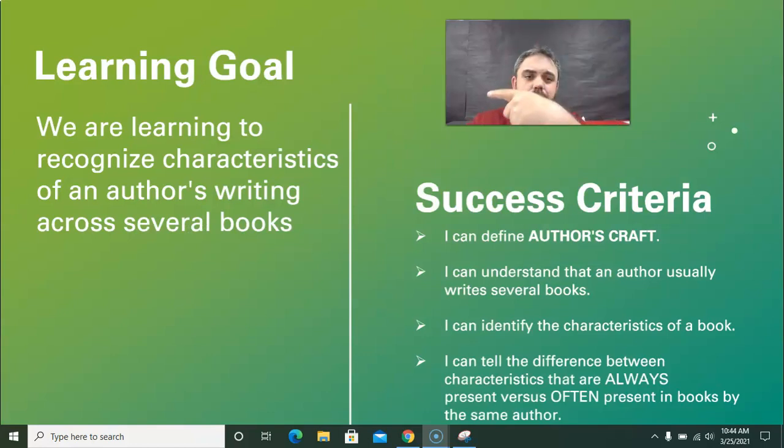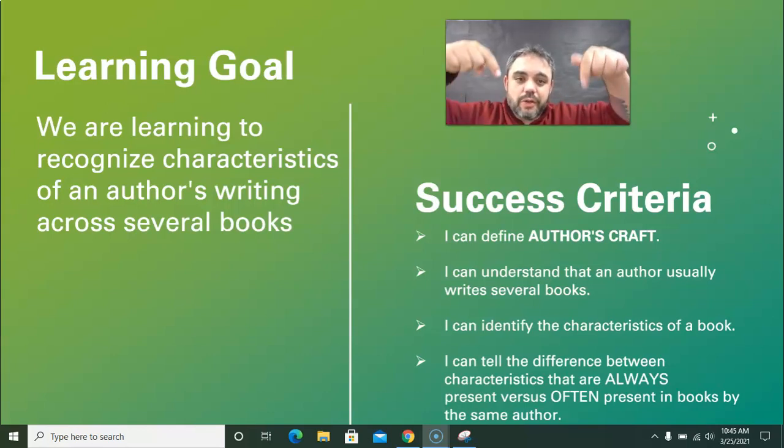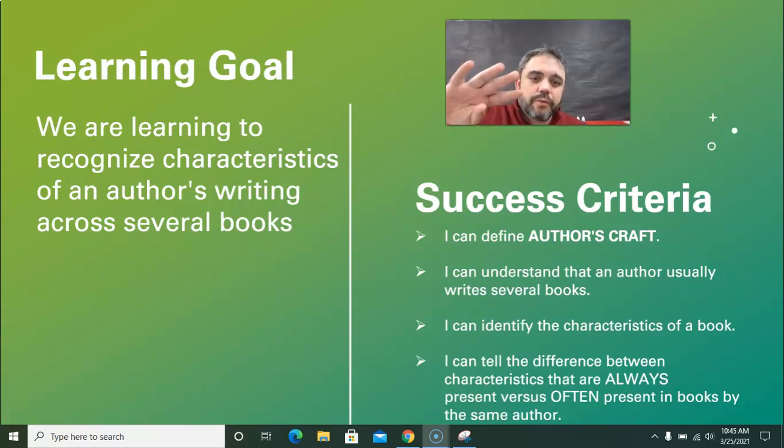Today, our learning goal, right here off to the side, is that we are learning to recognize characteristics of an author's writing across several books, all right? Along the way, we have some success criteria. They're right below me. That way we can say some I can statements that help us monitor our learning and understand we're on the right track. Today, we got 4 of them for you.